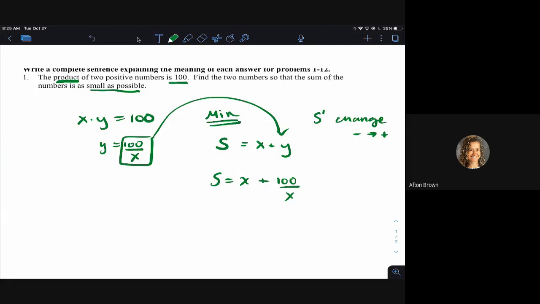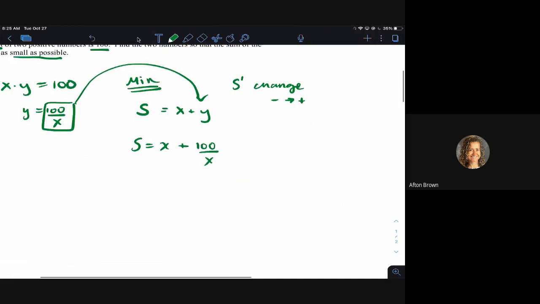Rewrite it or simplify it to make the derivative easier. So for me, I could rewrite 100 over x as 100x to the negative 1. The calculus portion of the question, taking the derivative on these, they're usually pretty easy derivatives. So now I'm ready to find S prime. Derivative of x is 1. Derivative of the next term, the negative comes down, and I subtract one from the power.